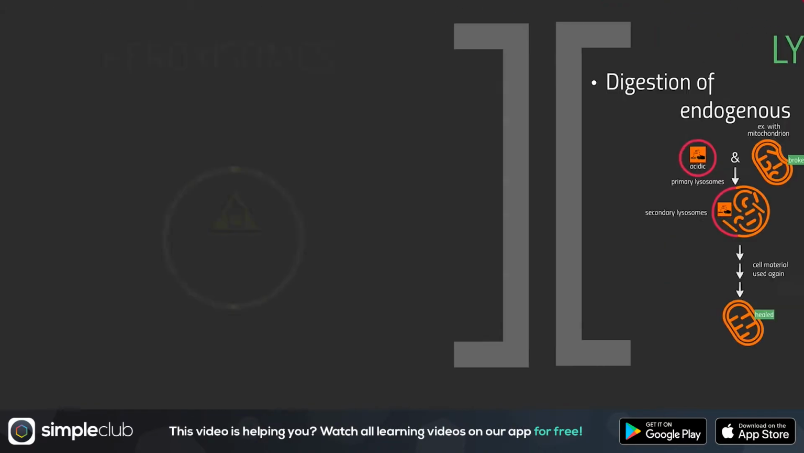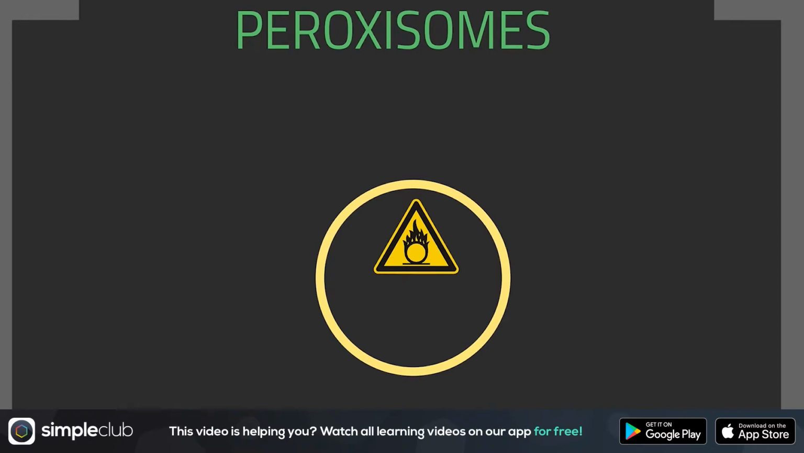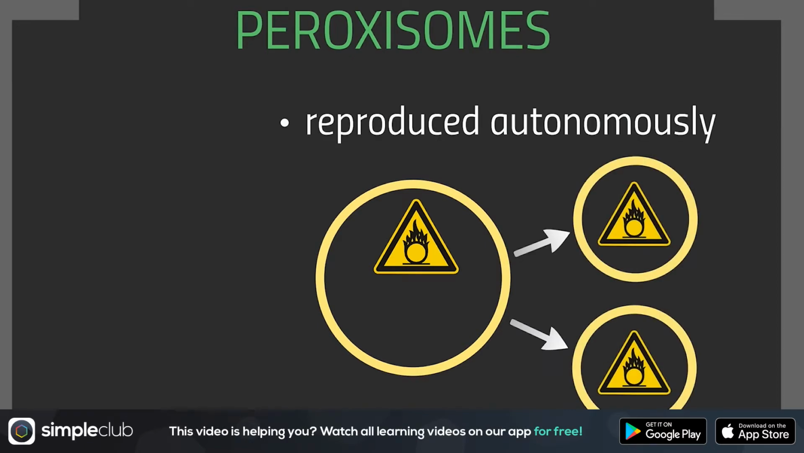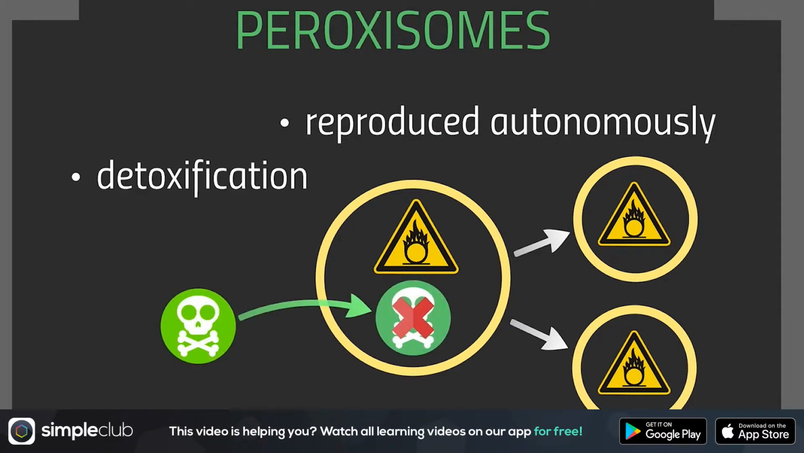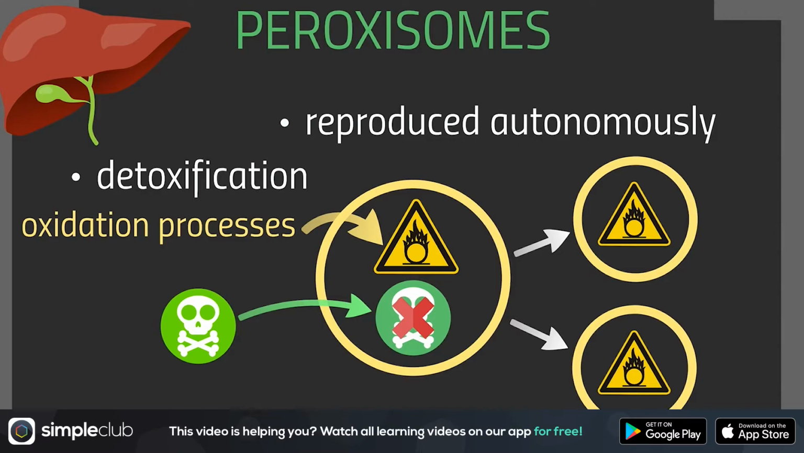Peroxisomes are neither made by the ER nor by the Golgi apparatus. They are reproduced autonomously. One of their tasks is the detoxification of the cell. Their name comes from the oxidation process which takes place within them. Their detoxification capability makes them important for energy metabolism within the liver.